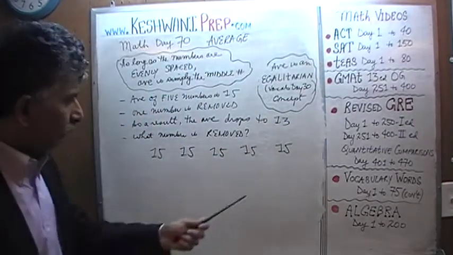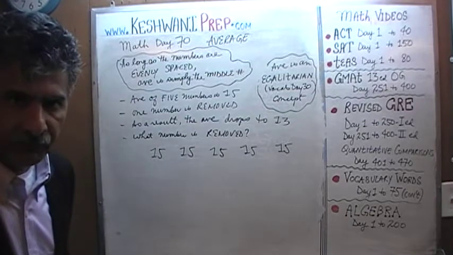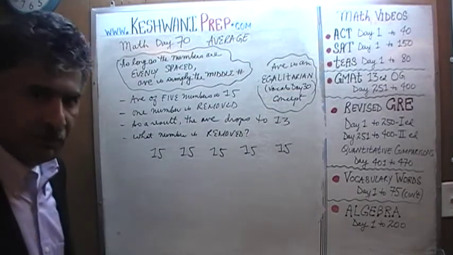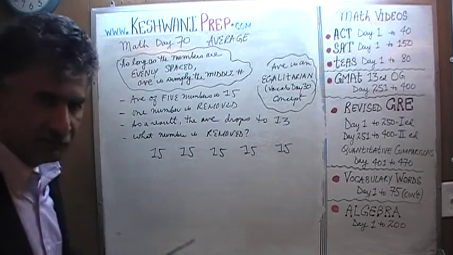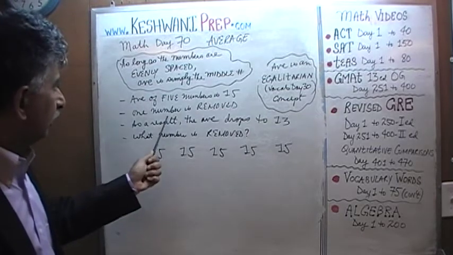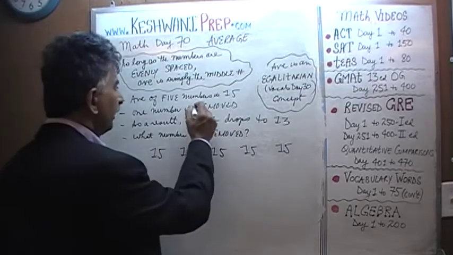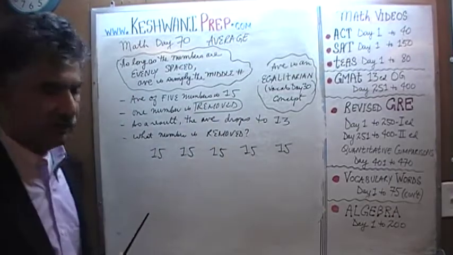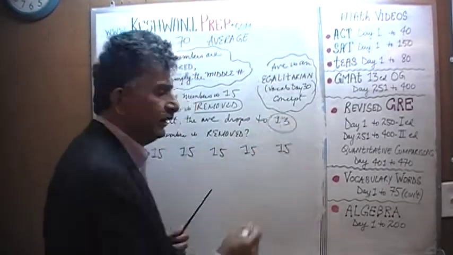Voila. What do you suppose the average of these 5 numbers is? Of course it's 15. You can't be more evenly spaced than that. They are all the same numbers. The average of these numbers is 15. We're going to remove one number. One number, we are told, is removed. And as a result, the average is 13.